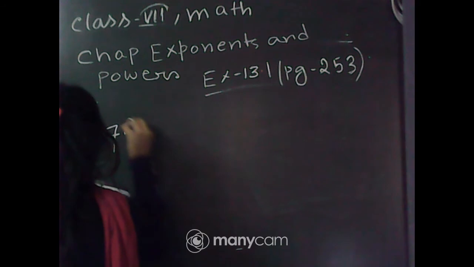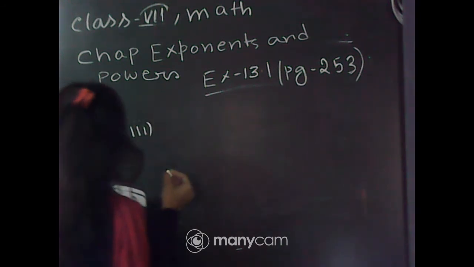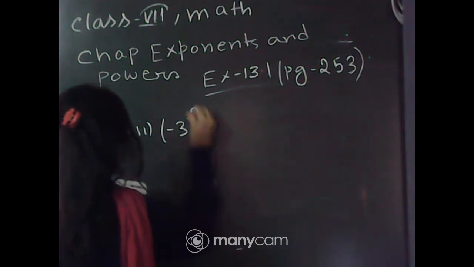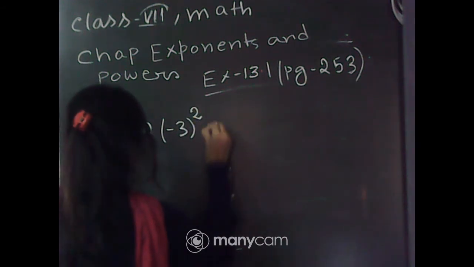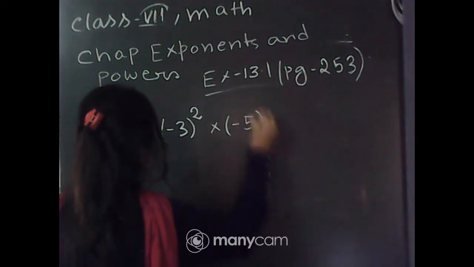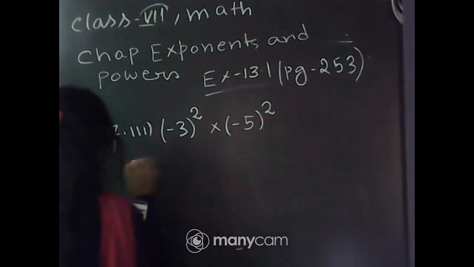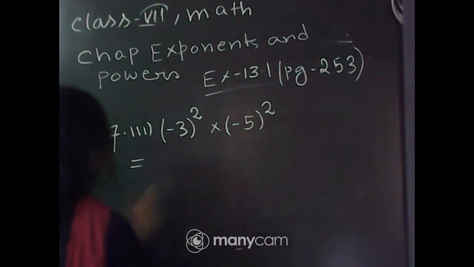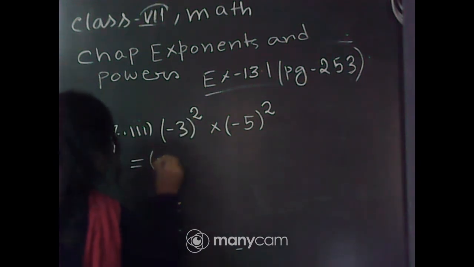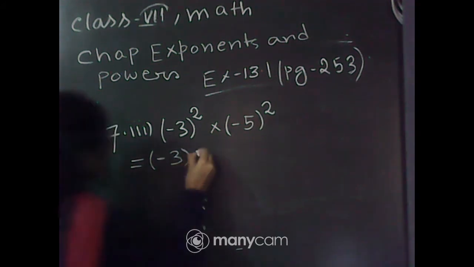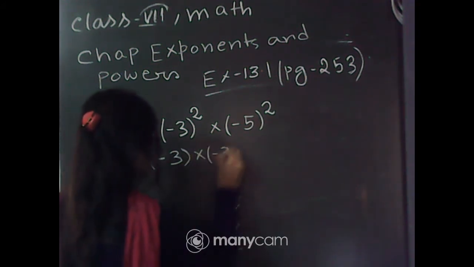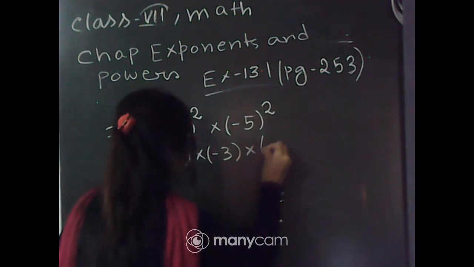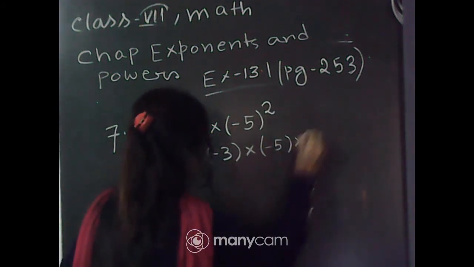Question number 7, 3. Minus 3 square into minus 5 square. Here the power of minus 3 is 2. So we write minus 3 two times, and the power of minus 5 is also 2. So we write minus 5 two times.